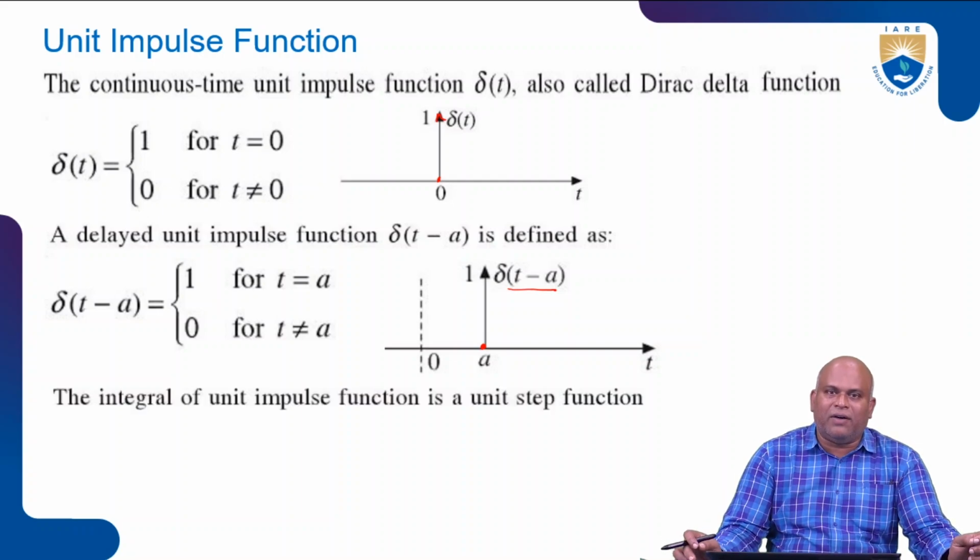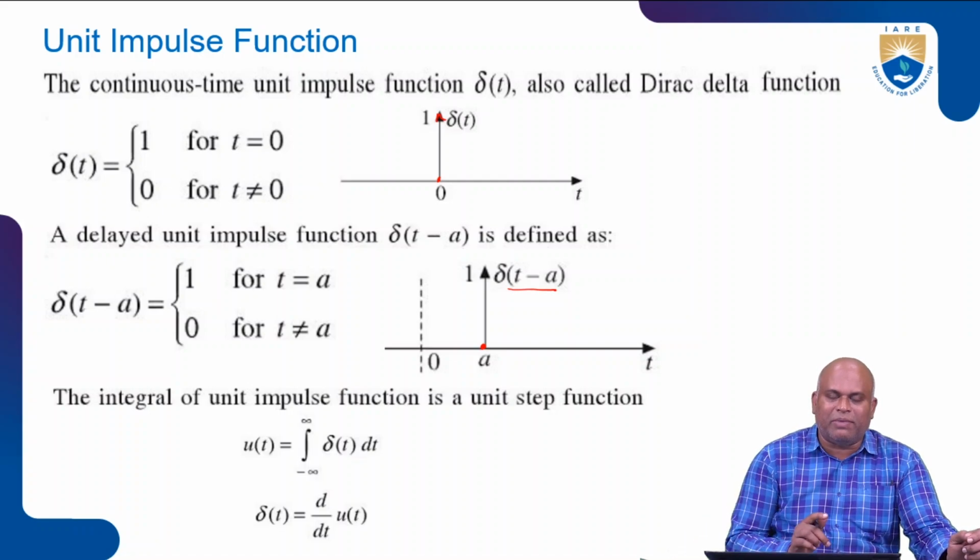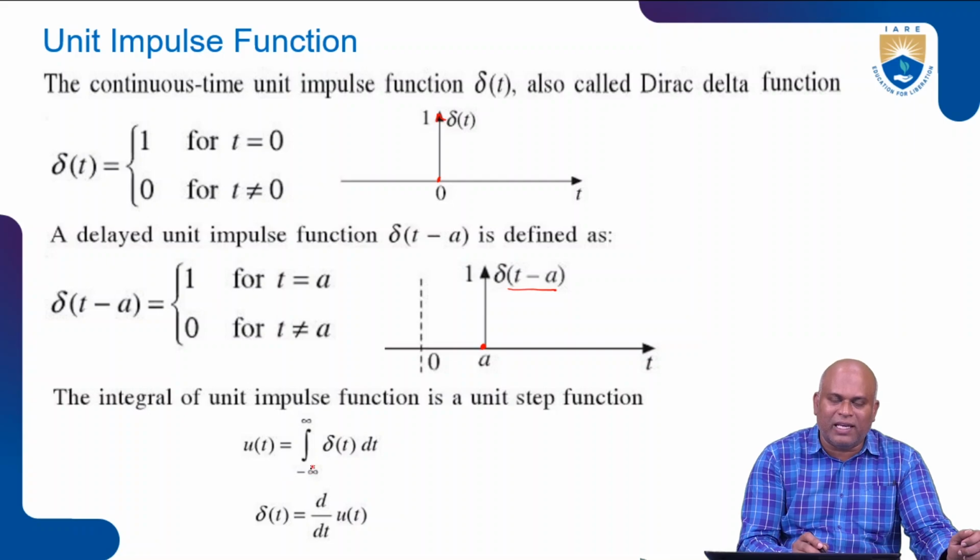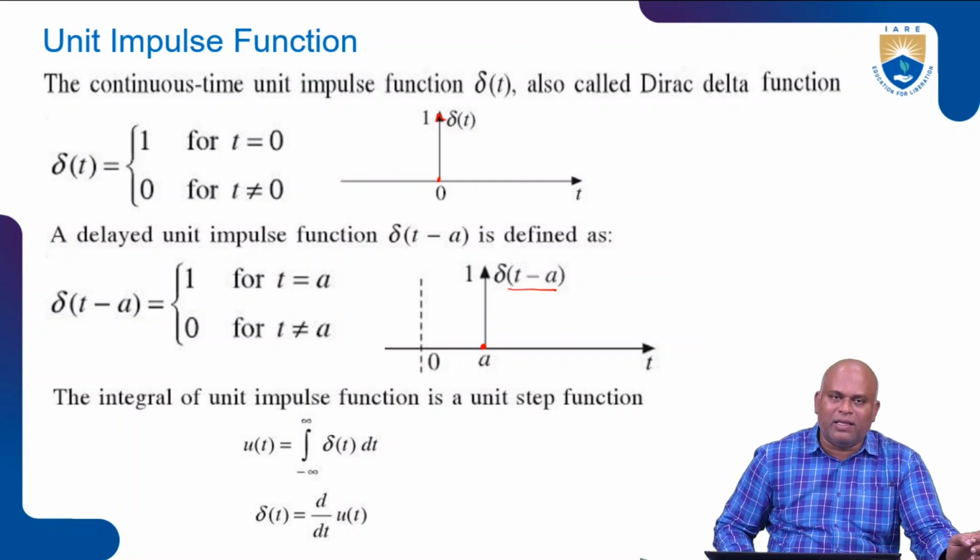Then the integral of the unit impulse function gives us the unit step function. I write the mathematical model: u of t is equal to the integration from minus infinity to plus infinity of delta of t dt. Likewise, delta of t is equal to d by dt, the differentiation with respect to t, of u of t. This is the way we convert between the unit step function and the unit impulse function.